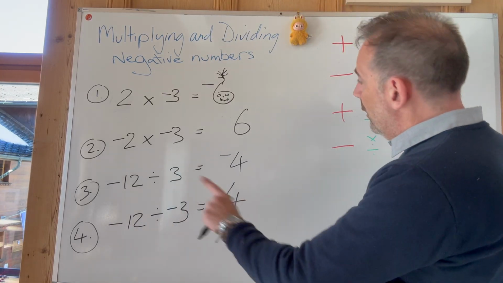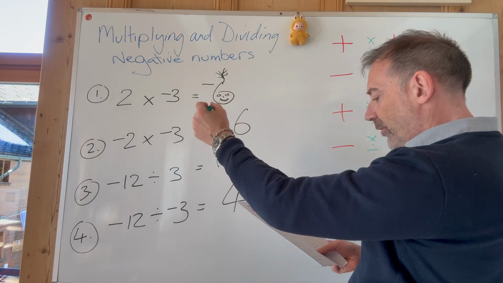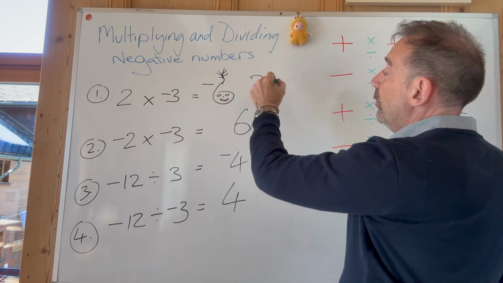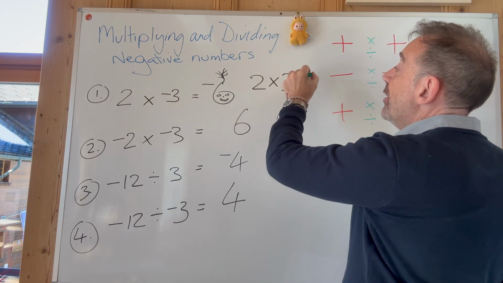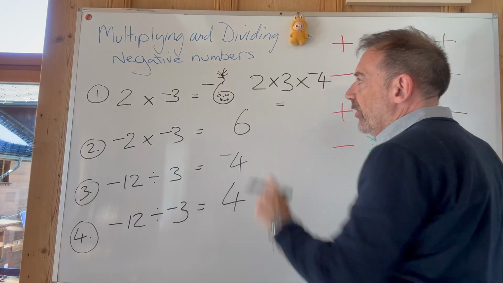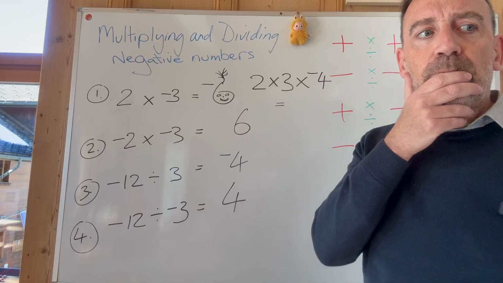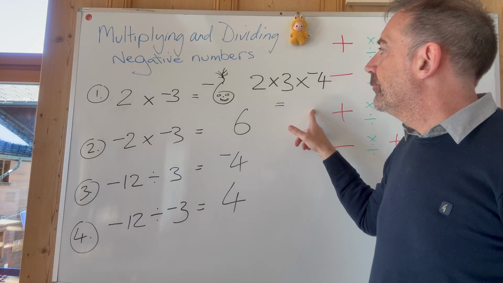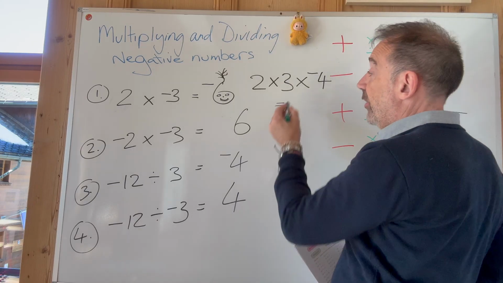Based on what you've learned there, if I go positive 2 times positive 3 times negative 4, what do you think is going to happen? Negative 24. Why? 2 times 3 equals 6. 6 times minus 4 equals minus 24. Beautiful.